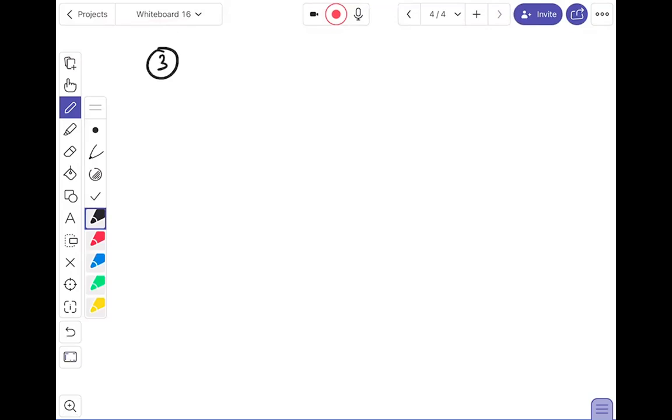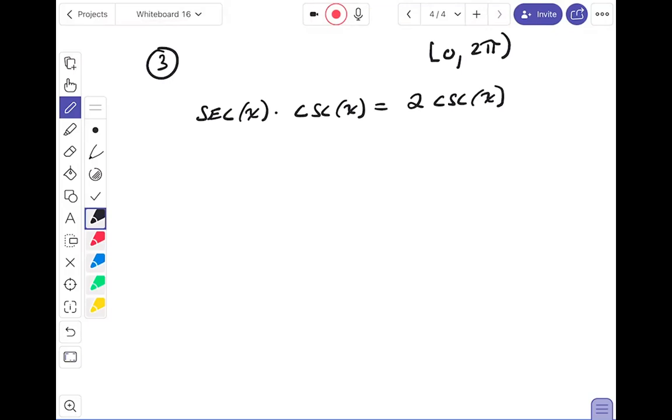And let's see. And I'll write it down for you. Again, I'm going to find all the solutions between 0 and 2 pi. So I know my x's are between 0 and 2 pi. And what do I see? Secant of x times the cosecant of x equals 2 cosecant of x.